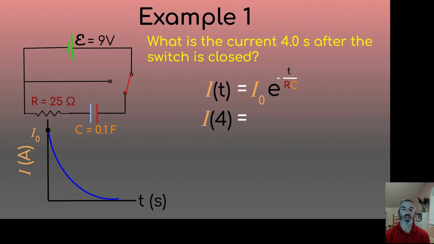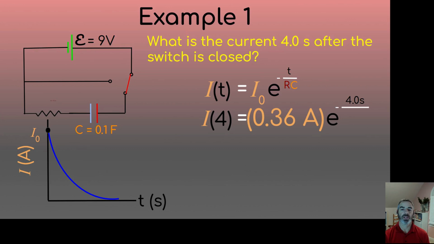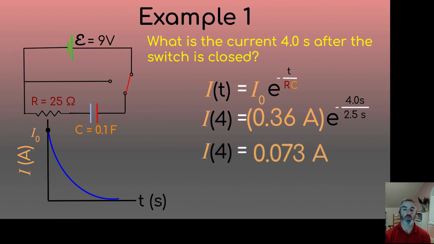So we find the current at 4 seconds. I naught we found previously, that's just 9 volts divided by 25 ohms, which gave us 0.36 amps. And then we multiply that by e to the negative 4 seconds over RC. We know that R is 25 ohms and C is 0.1 farads, so multiplying that together gives us 2.5 seconds. So we can evaluate that, and it's going to be 0.073 amps after 4 seconds.